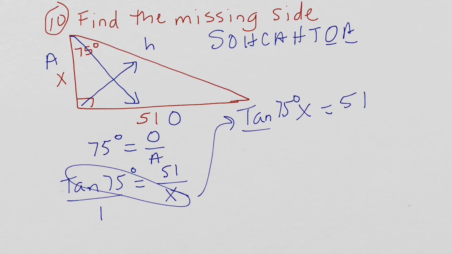Opposite of multiplication is division, so I'm going to divide by the tangent of 75 degrees, because remember that's really just a 4-digit decimal. Divide by the tangent of 75 degrees. X is going to equal 13.7.